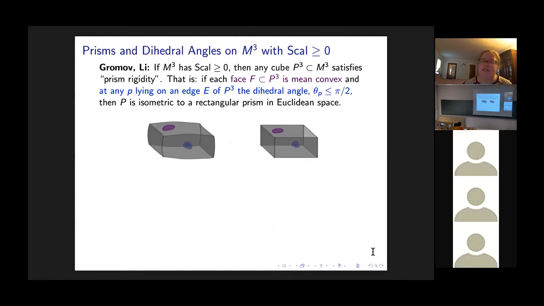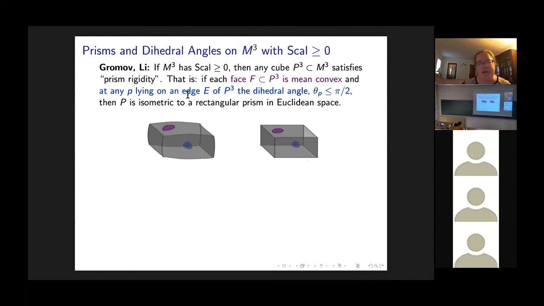Prism rigidity says that if a face inside P^3 is mean convex, so that means it's sort of bowing outwards in an average way, so that if you deform the area of a piece of it locally, the area, if you deform inwards, will decrease. Okay, so that's what mean convex is. Of course, it's defined with second derivatives, but I'm sort of giving you a geometric intuition for it. So area decreases if you go inwards, but area would increase if you go outwards.